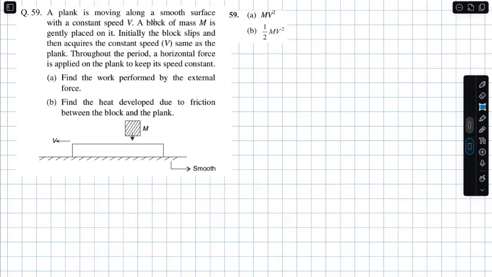Plank is moving along a smooth horizontal surface with a constant speed v. Block of mass m is gently placed on it. Initially, the block slips and then acquires a constant velocity v, same as the plank. Throughout the period, the horizontal force is applied on the plank to keep its speed constant. Find the work performed by the external force.